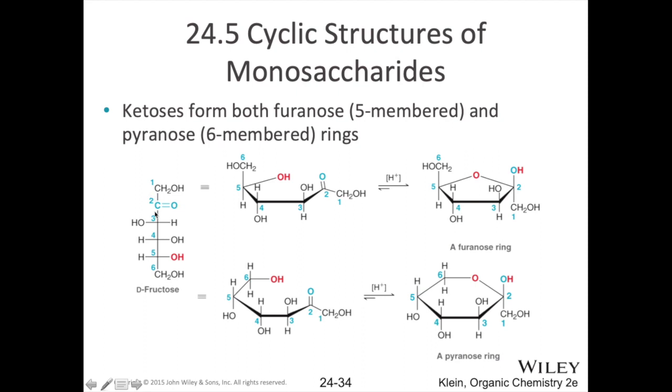And in the case of our ketose, we can have either our alcohol on our number 5 carbon closing the ring to make our furanose, or we can have our alcohol on our number 6 carbon closing the ring, and that makes a pyranose accordingly. Please note that at that point, the number 6 carbon has only 2 hydrogens on it, and so both your up and down groups are hydrogens there.